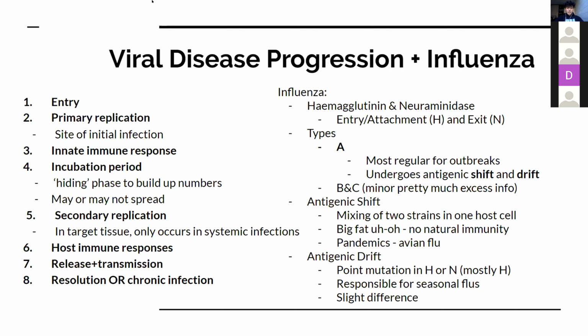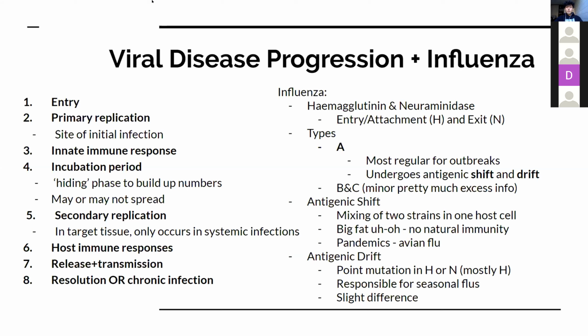The way I memorized it was antigenic drift is a slight change, and antigenic shift, I just forget the F and it's antigenic shit because it's horrible. That's not what you want to see. So antigenic shift is the mixing of 2 strains within one host cell.